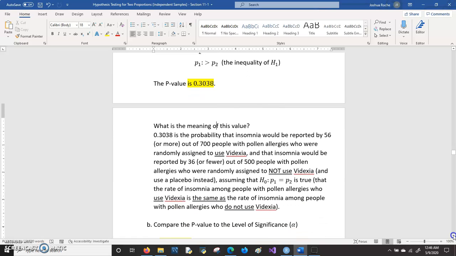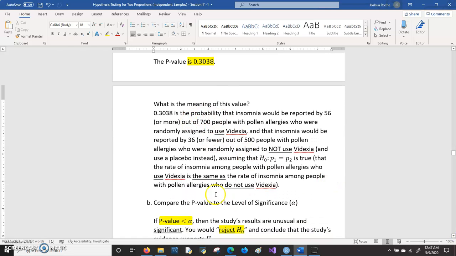What's the meaning of this p-value? It's a long explanation, but this p-value is the probability that insomnia would be reported by 56 or more out of 700 people with pollen allergies who were randomly assigned to use Videxia, and that insomnia would be reported by 36 or fewer out of 500 people with pollen allergies who were randomly assigned to not use Videxia and use a placebo instead, assuming that the null hypothesis is true.